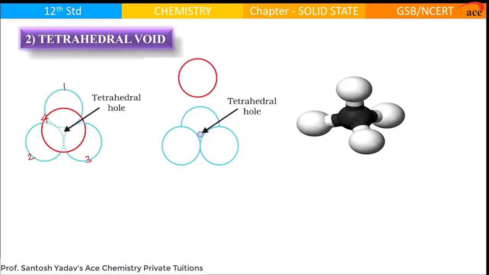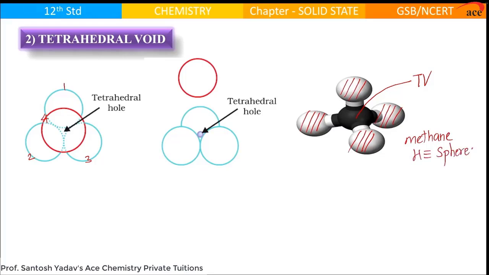Now, how to imagine a tetrahedral void? Imagine these are the spheres. Imagine they are brought closer. Then whatever you are able to see, this is a carbon of a methane, which can be considered as a tetrahedral void. So, how to imagine a tetrahedral void? Imagine methane. And in methane, imagine hydrogen as spheres.